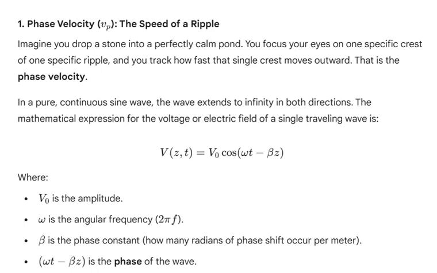The mathematical expression for the voltage or electric field of a single traveling wave is shown here, where V0 is the amplitude, omega is the angular frequency, beta is the phase constant, how many radians of phase shift occur per meter. Omega t minus beta z is the phase of the wave.